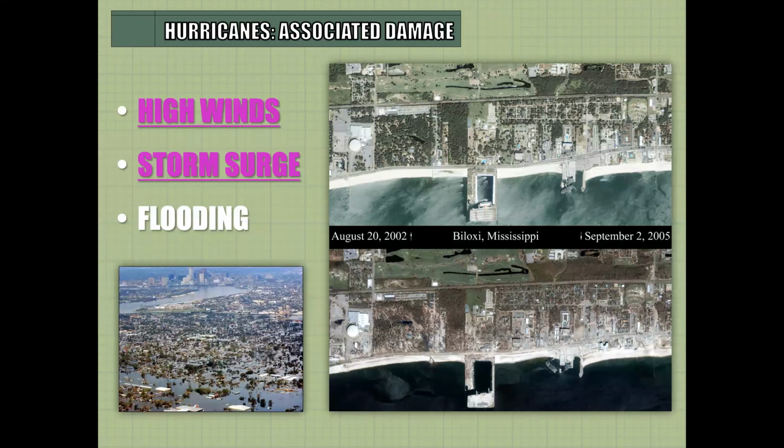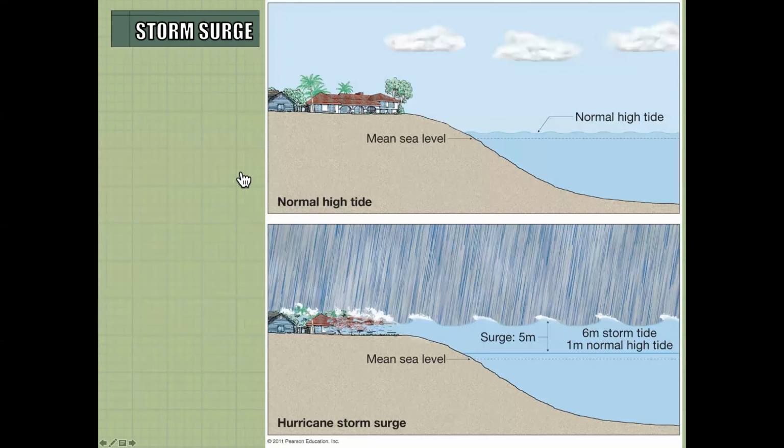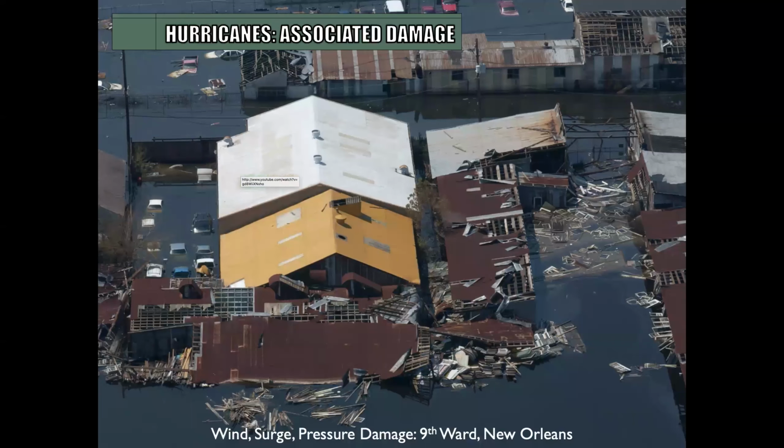And damage is not just wind. Obviously, that's the most obvious, and heavy rainfall, but storm surge, okay? Storm surge is the idea of not only is it lower pressure so the water can be higher up, but then the winds are pushing that water inland, okay?